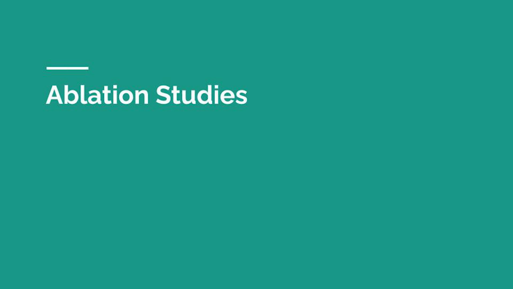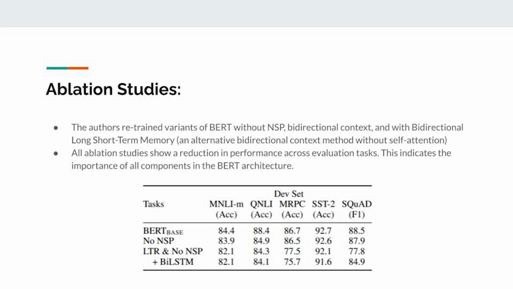Next, we'll look at ablation studies. Ablation studies are when creators of a model try to remove individual pieces of that model to see what their impact on performance is. In the context of BERT, the authors retrained variants of BERT without NSP or the bidirectional context. The authors instead tried to retrain the model with bidirectional long short-term memory, which was an older alternative bidirectional context method without self-attention or the transformer architecture. All ablation studies show a reduction in performance across evaluation tasks. This indicates the importance of all the components in BERT's architecture.